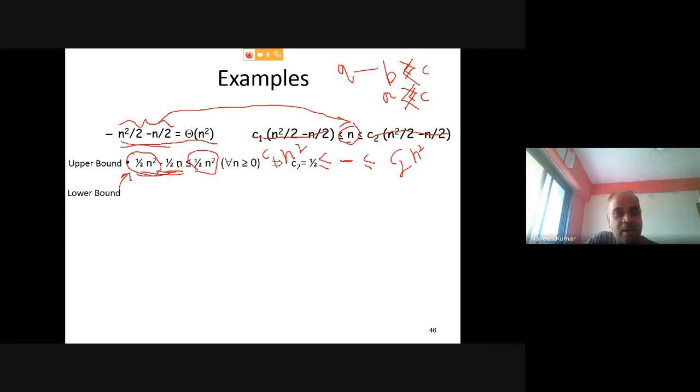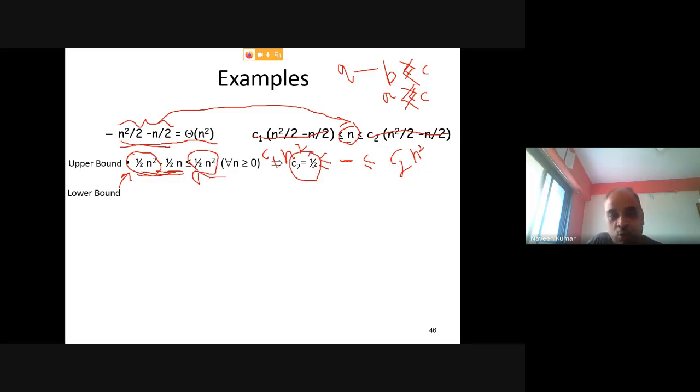So if we truncate that negative part, this becomes bigger. So half of n square becomes bigger. So this function is actually less than or equal to half of n square. So it bounds this half of n square minus half of n from the upper side. So it gives you big O of n square with c equal to 1 by 2.